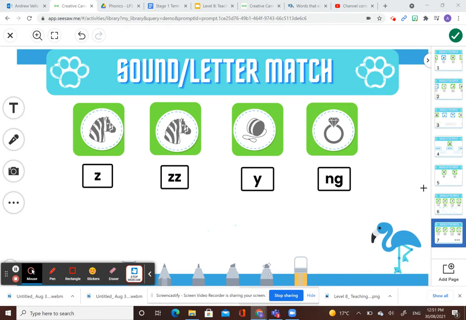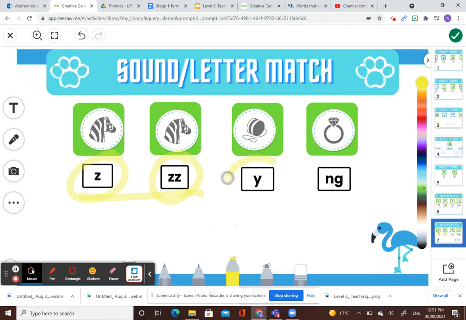Now, this week, we are looking at three new sounds. Even though there are four representations up here, we're looking at three sounds. The first one is the Z sound. Now, this can be represented by a single Z or a double Z. And we'll get into this in a moment, when to use a single and when to use a double.